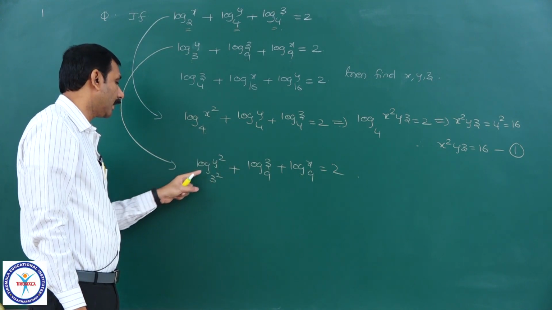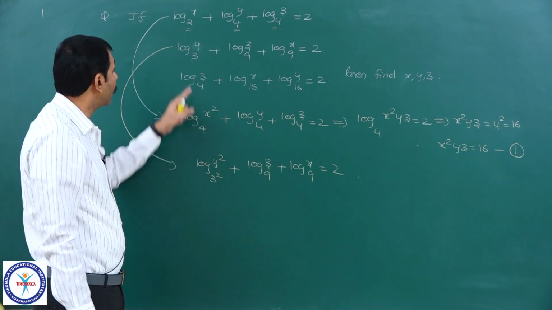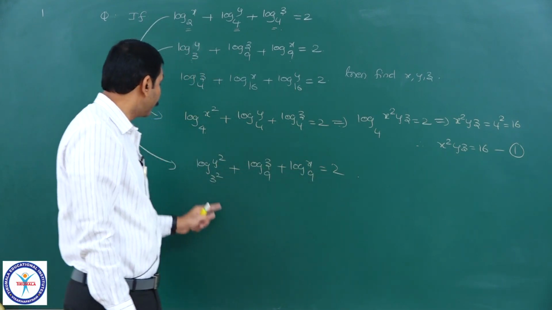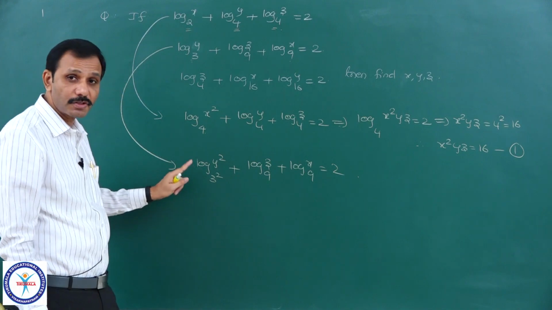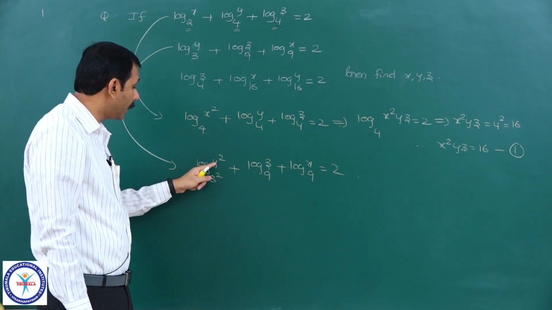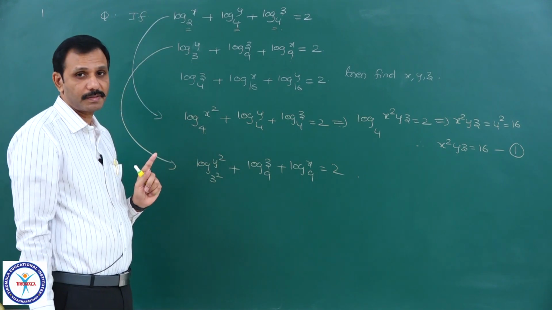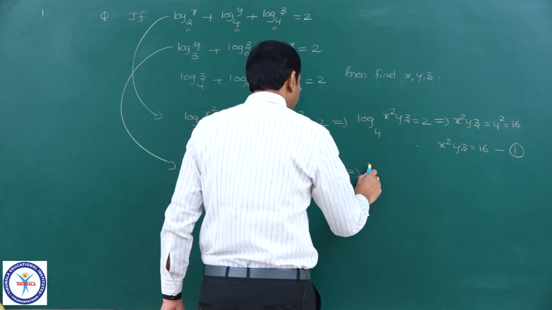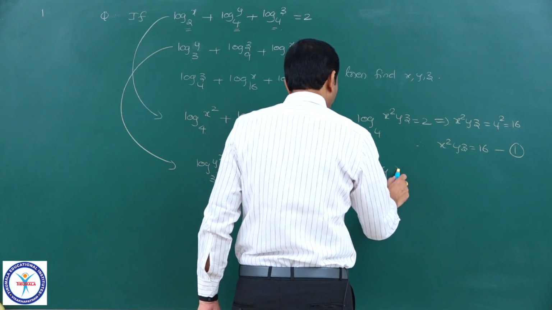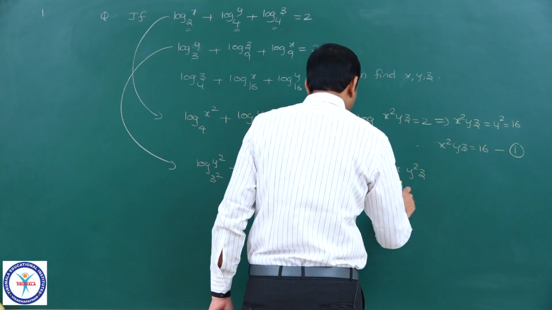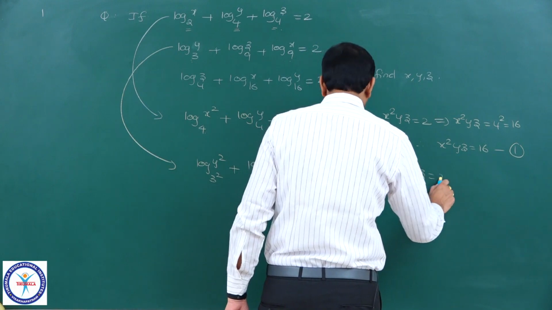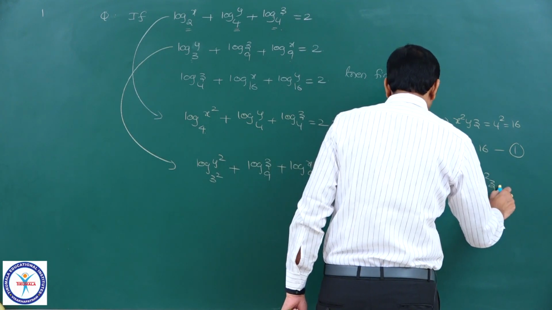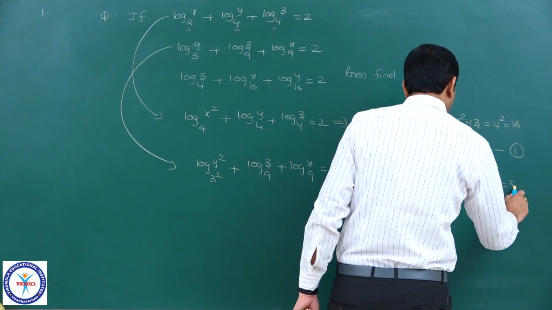That is 2 and 2 will get cancelled, log y to the base 3 only. Because the other two logarithms have base 9, I am making this base also 9 by squaring this number and base. Now, because the bases are same, it is equal to log of x y square z to the base 9 is equal to 2, which implies x y square z is equal to 9 square, 81.